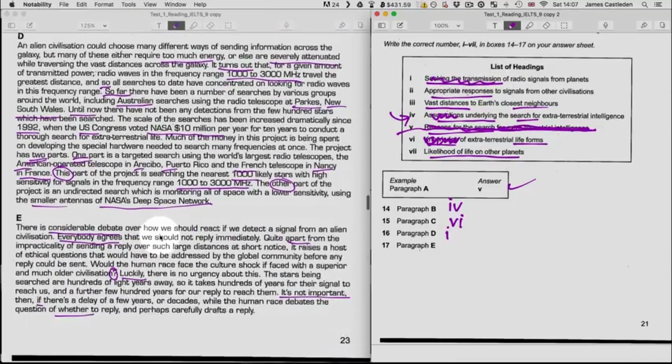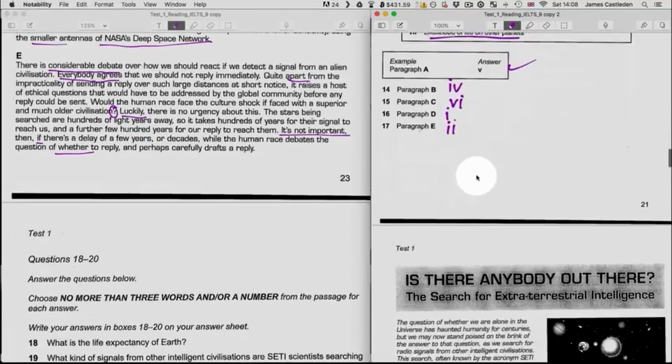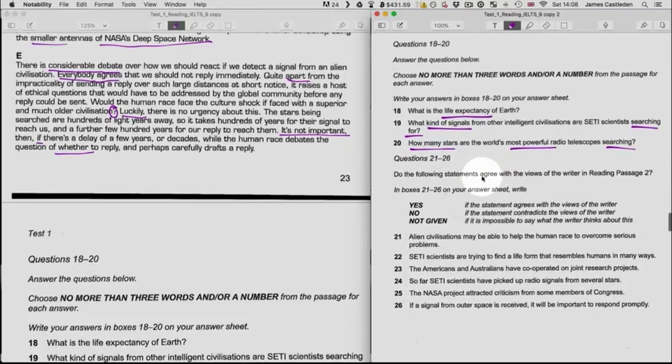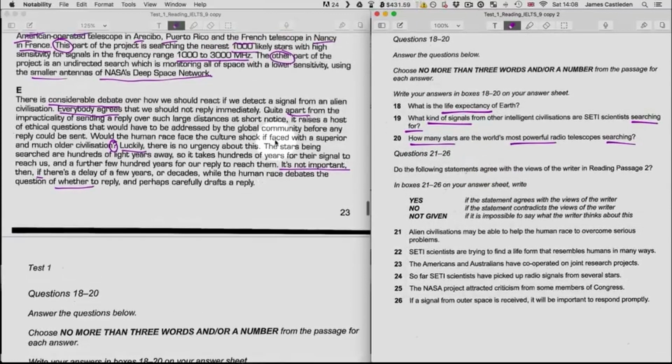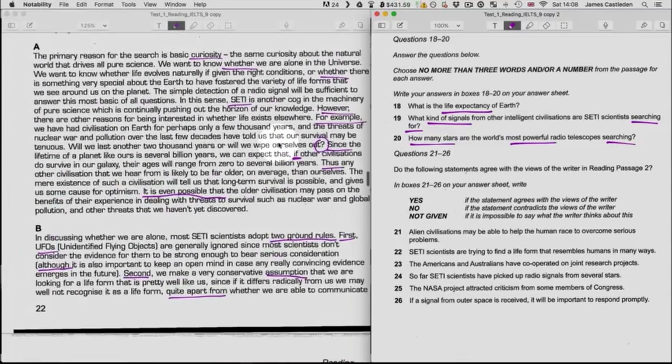Okay. And how do we react now? We know there's appropriate responses. That must be number 2. Okay. Now let's go down here. So what's the life expectancy of Earth? Ooh, no, I must admit I didn't see that. So what's this? Life expectancy of Earth. Right, I didn't read that carefully.